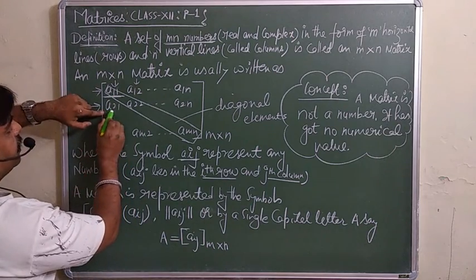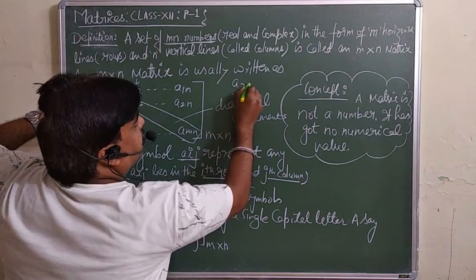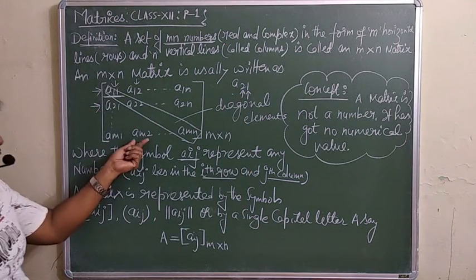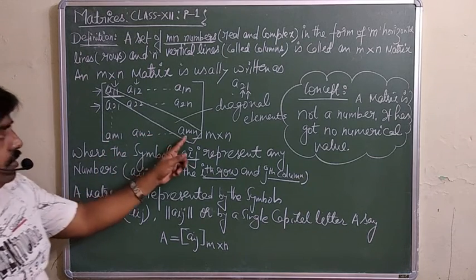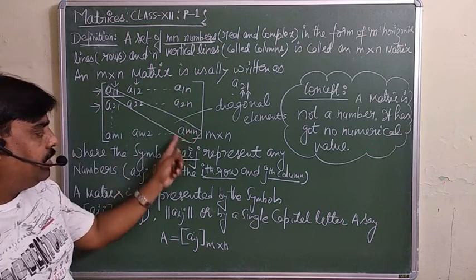If you are saying A21, it means this is the second row and first column element. If I am writing Am2, it means mth row, second column. Amn is the mth row, nth column element.